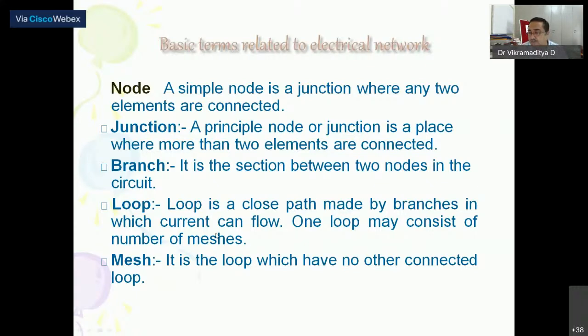Loop means any closed path consisting of the branches of the circuit through which current can flow. A mesh is a loop which does not contain any other loop inside it. A loop may contain another loop inside it, but a mesh is independent, that is, it does not contain any other loop inside it. Later on, there is a method called mesh analysis, where you have to identify meshes, not loops. That is why we call it mesh analysis rather than loop analysis.